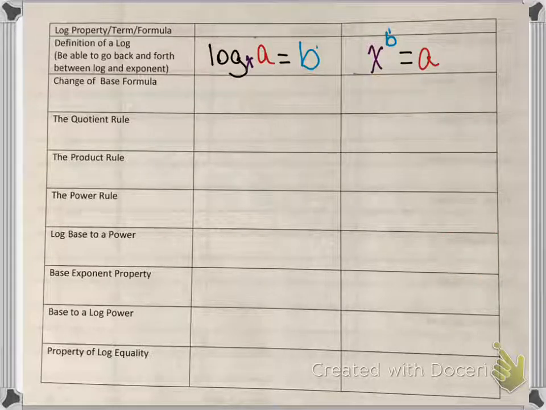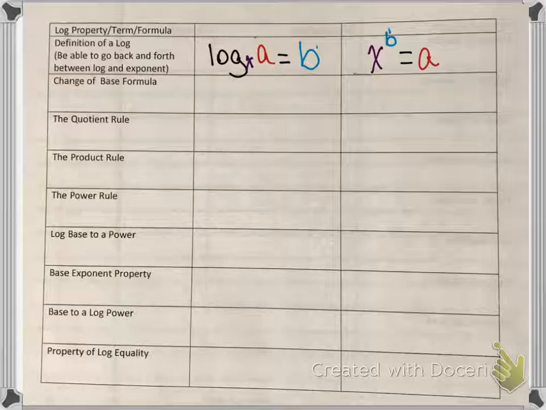The change of base formula is used so that we can figure out non-traditional bases. You do not want to take this test without a calculator. I'm telling you that right now. You need a scientific calculator for this test. You need to make sure that your scientific calculator has logs and has square roots.